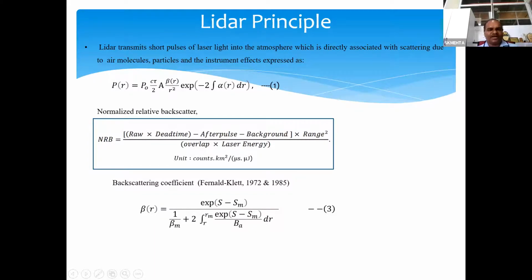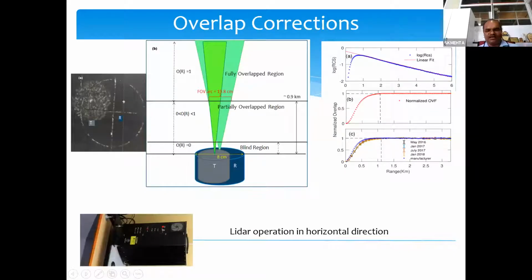So here is how we do that for getting the lidar overlap factor. We have to operate the lidar in the horizontal direction, and you should understand that we assume the atmosphere is homogeneous, so then we can get the overlap factor. So how it actually is: there is a transmitter and receiver, T and R, that we have placed.